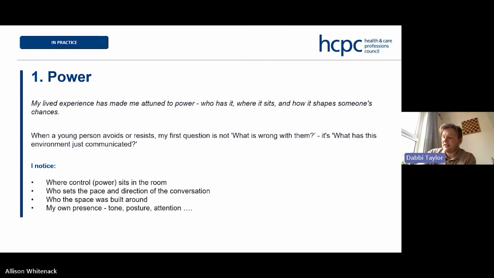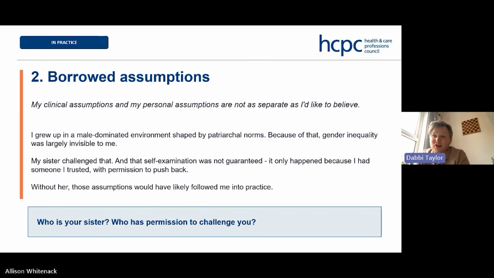So the next habit of practice, I call borrowed assumptions. I found out that my clinical assumptions and my personal assumptions are not as separate as I would have liked to believe. So I'm a white heterosexual male, and I grew up in an intensely male-dominated environment, which was very heavily influenced by outdated and often harmful patriarchal norms.